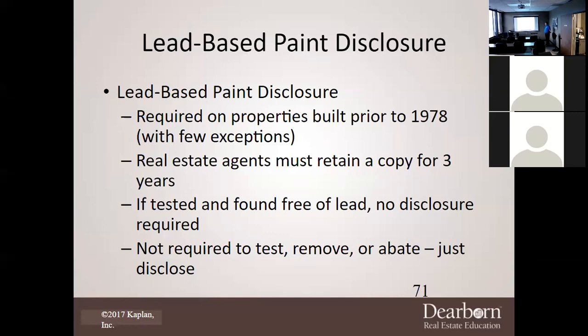Okay. If tested and found free of lead, then guess what? Don't need the disclosure. If it is not required to test, remove, or abate, it just means you need to disclose it. So in that particular situation, you need to make certain that as you're going through this, it is not required to test, remove, or abate, but just simply to disclose.